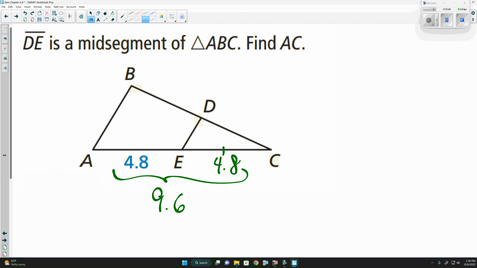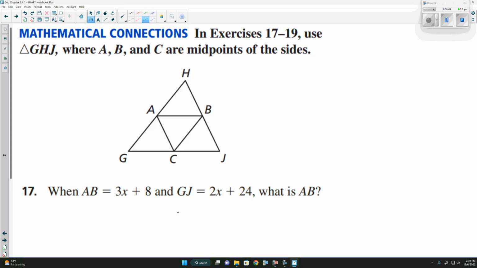Any questions on anything so far, guys? Let's look at what we have here. AB is 3x plus 8. GJ, so this is what they've told us. GJ, the length of the third side, is 2x plus 24. AB, the mid-segment, is 3x plus 8.